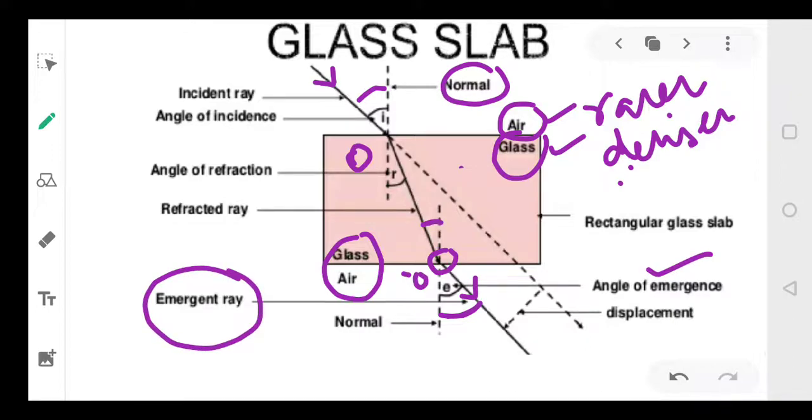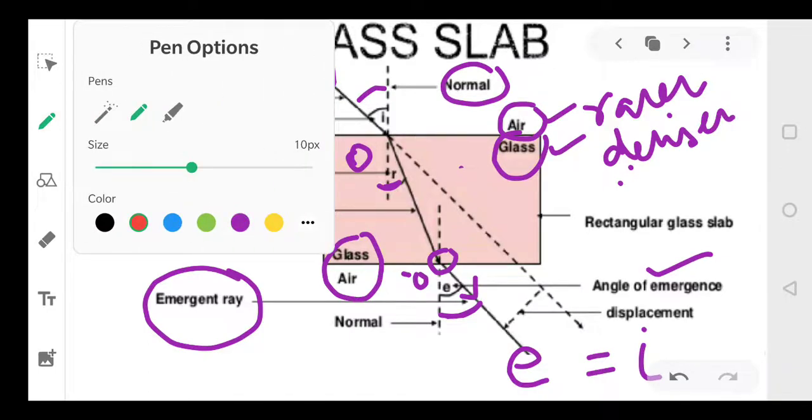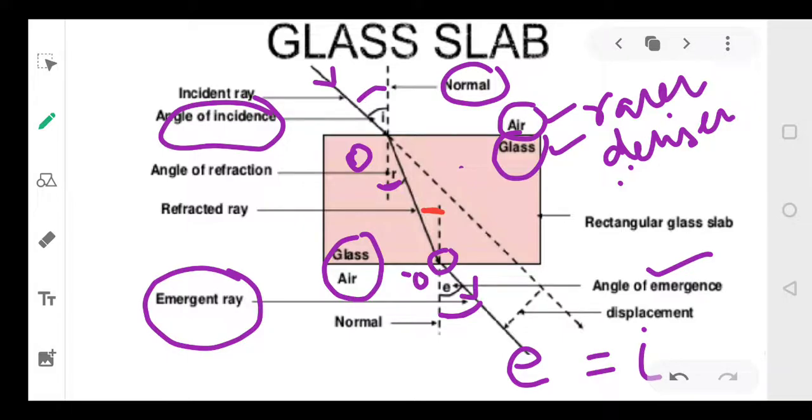Now this angle E will be equal to angle I. Where is I? This one, the angle of incidence. So angle E will always be equal to angle I. And this angle R1 will be equal to this angle, R2. So angle R1 will be equal to angle R2.